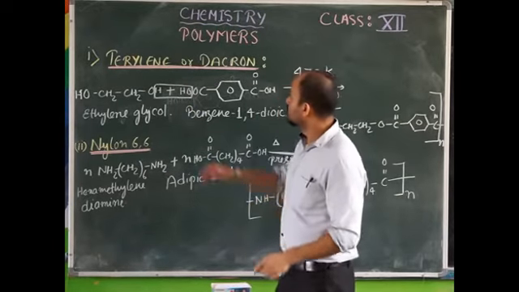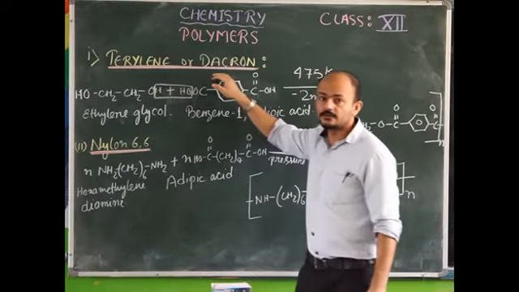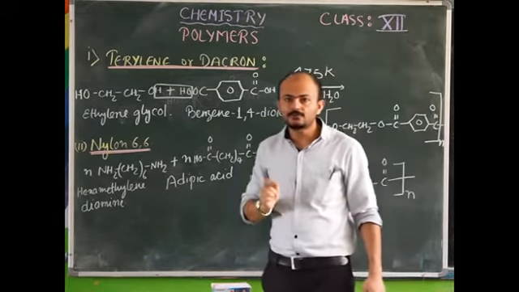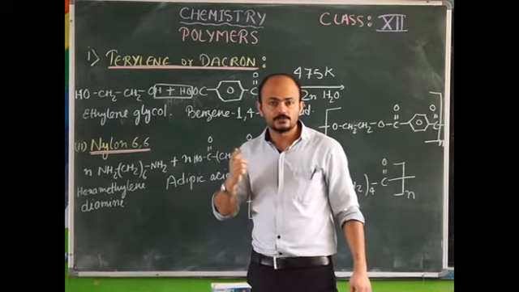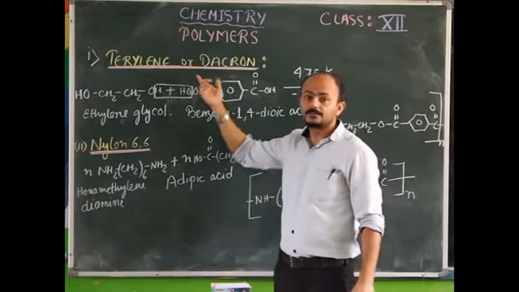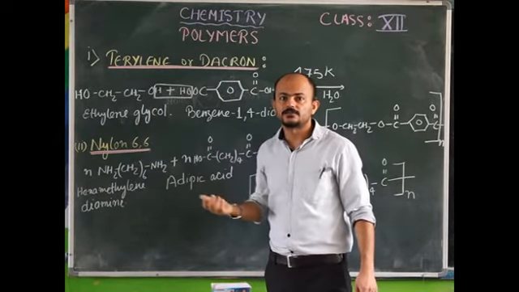So today we will be discussing first terylene or dacron. Let me tell you what you have to remember. You have to remember their monomeric units, and this is very important. You have to remember from which monomeric units these polymers are obtained.